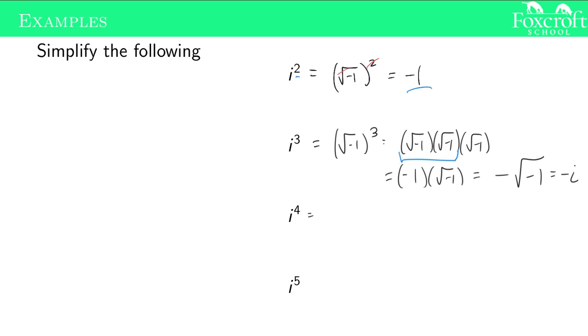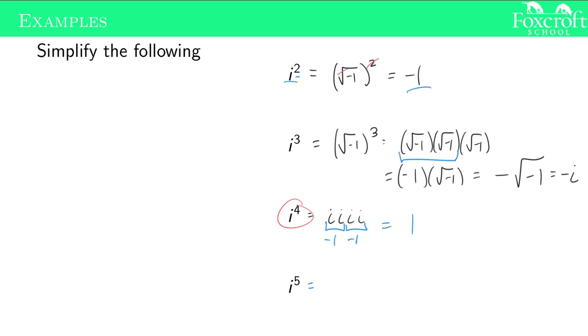i to the 4th is 4 copies of i. Well, we also saw 2 copies of i is -1. These 2 copies of i are also -1. When you multiply -1 times -1, you get +1. And so really surprisingly, if you take 4 copies of i, you just get a simple +1.